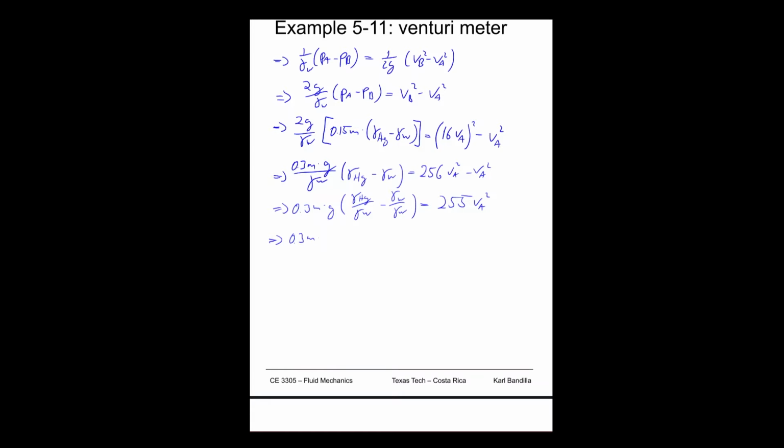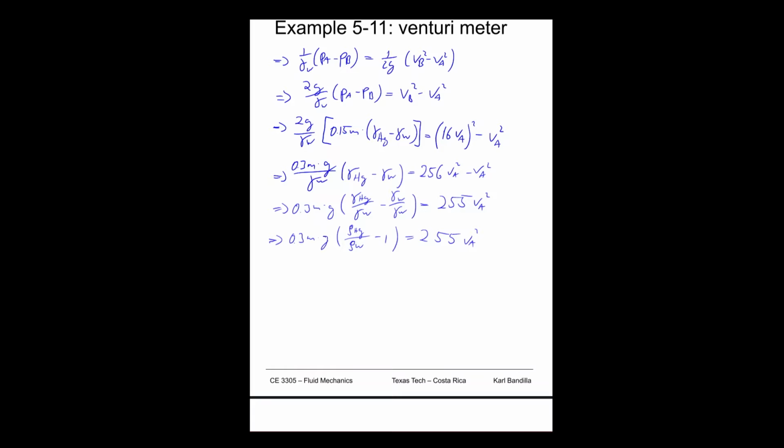So 0.3 times G, and then density over density of water minus 1 equal to 255 VA squared. Now, gamma HG over gamma water, of course, we could also write down that that's just SHG, the specific gravity, but might as well leave it in like this because we're not given the specific gravity, we're given the density.